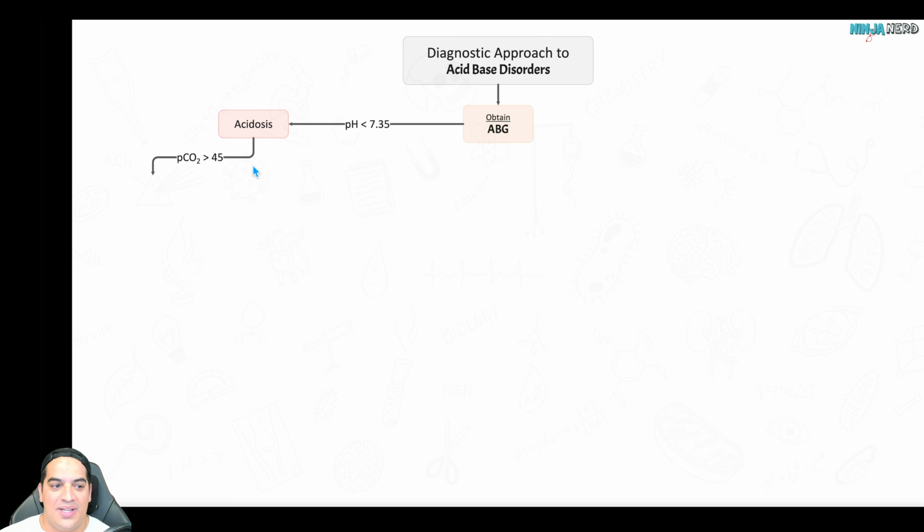So for respiratory, the CO2 is the problem. If it's greater than 45, that's respiratory acidosis. In this situation, bicarb, if this is low, that's the primary problem. This is metabolic. Then from here, you need to look at the anion gap. Why? Because the anion gap tells me which type of metabolic acidosis. So from here, I need to calculate it.